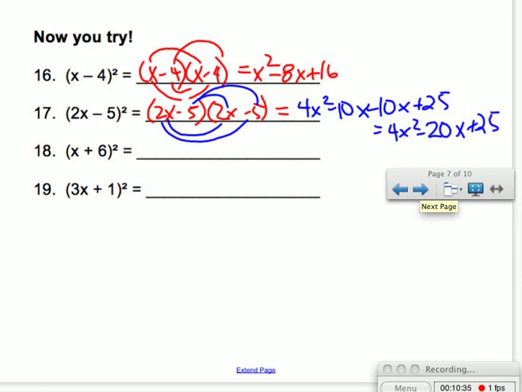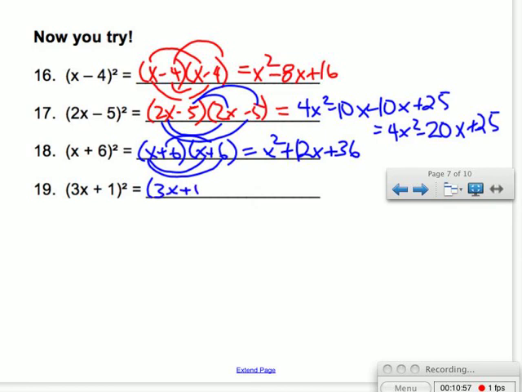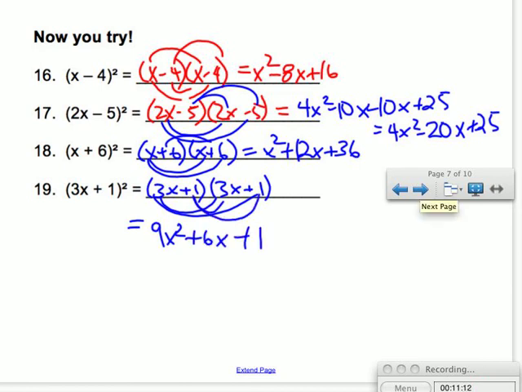Okay, x plus 6, x plus 6. So x squared plus 6x plus 6x is plus 12x, plus 6 times 6 is 36. Last but not least, 3x plus 1, 3x plus 1. 9x squared plus 3x plus 3x, we're going to go plus 6x plus 1. And you're finished. Okay, that's the end of that lesson.